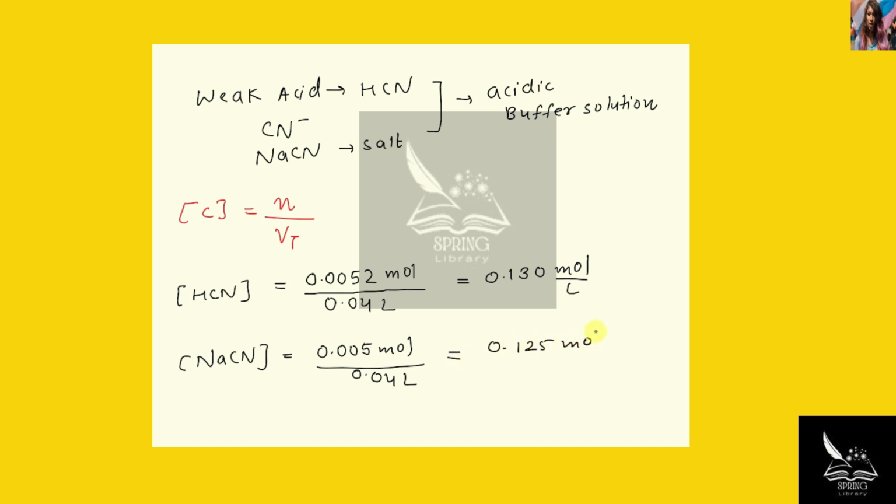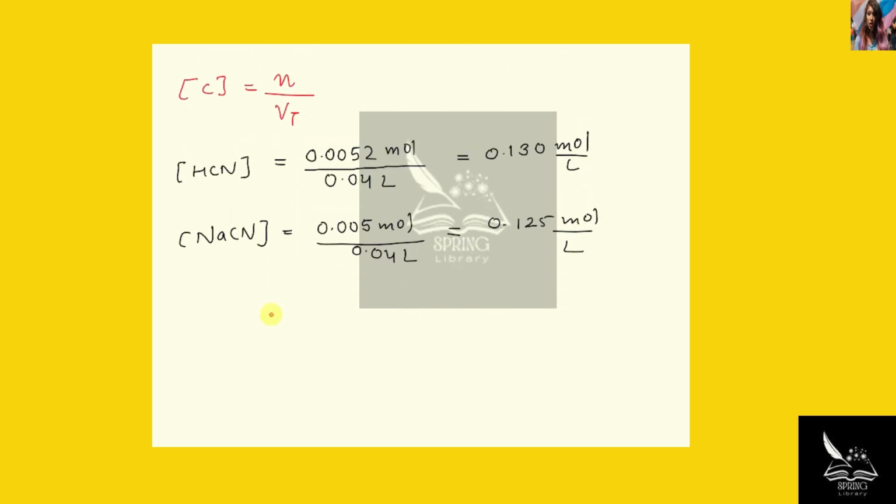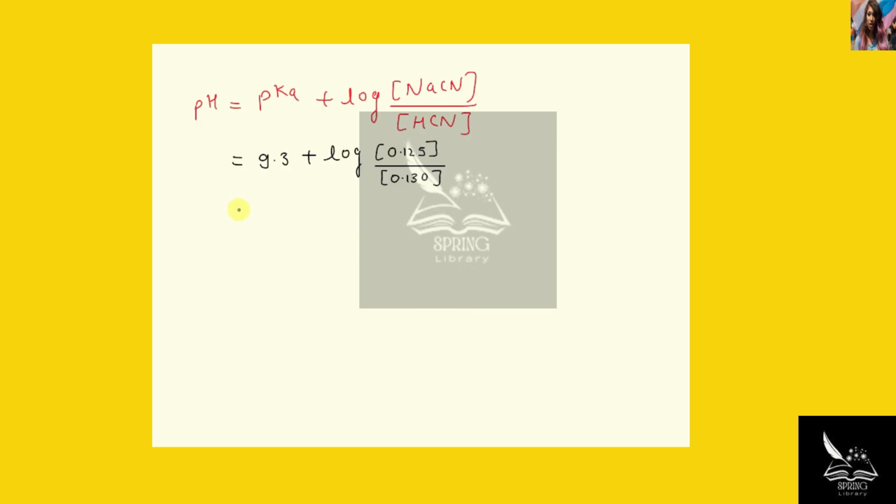Now we can say that the formula of pH is equal to pKa plus log of the concentration of salt, that is NaCN, divided by the concentration of weak acid, that is HCN. Now we can substitute all the values here. On solving this, we get the pH of the solution equal to 9.28.